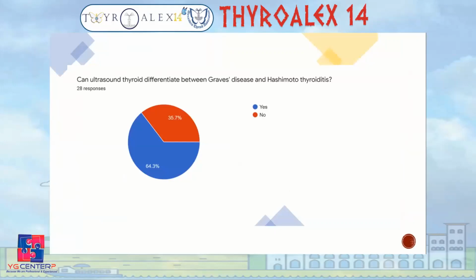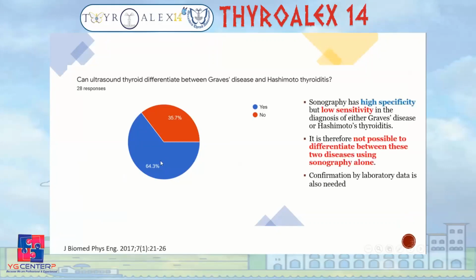Also, going back to your survey: can thyroid ultrasonography differentiate between Graves' disease and Hashimoto thyroiditis? Most of you answered yes, it can, but sonography has high specificity and low sensitivity in the diagnosis of either Graves' disease or Hashimoto thyroiditis. It is therefore not possible to differentiate between these two diseases using sonography alone.